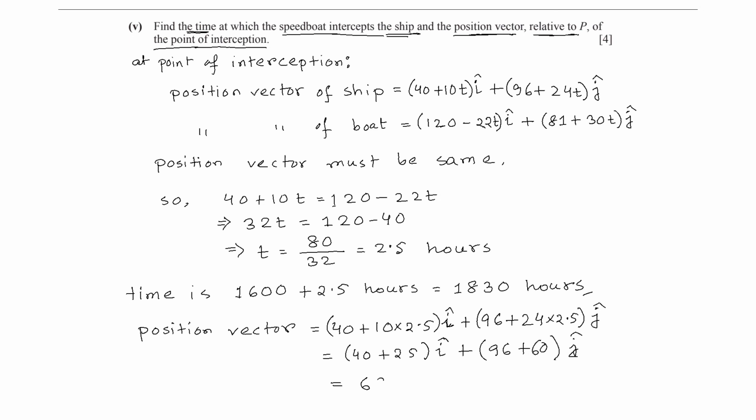In the final line we can write 40 plus 25 is 65 i, and 96 plus 60 is 156, so 156 j. So the position vector of the point of interception is 65i plus 156j. So we have completed this question. Now let's move on to the next question.